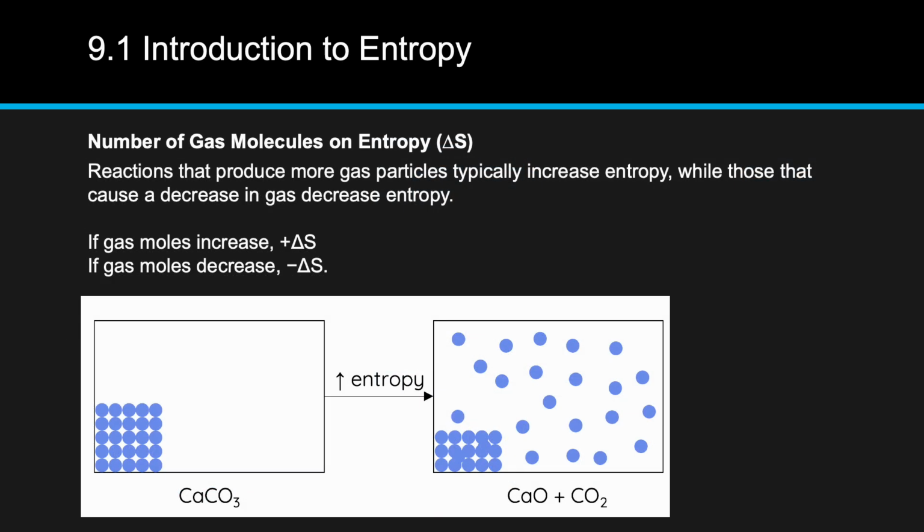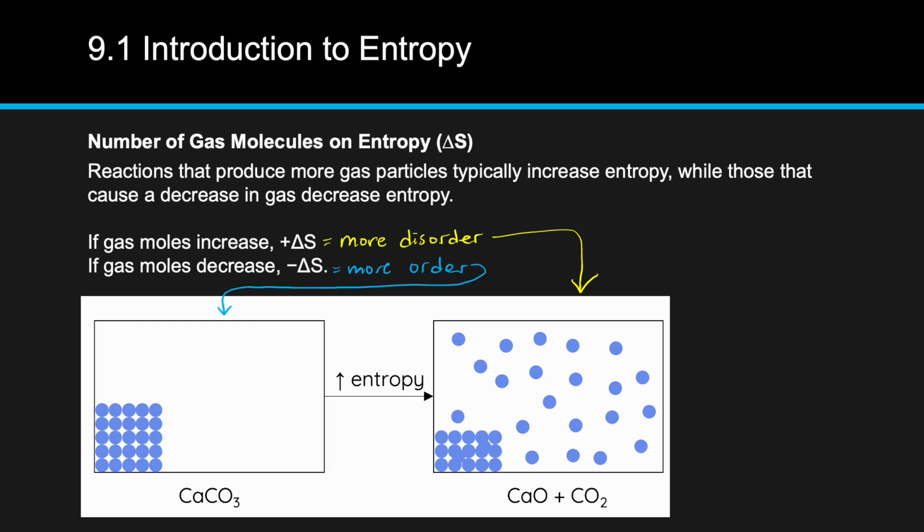Another key factor that affects entropy is the number of gas particles in a reaction. If a reaction produces more gas molecules, entropy increases because there are more particles moving freely and more possible arrangements, so delta S is positive. If a reaction reduces the number of gas molecules, then entropy is going to decrease since there are fewer particles and less freedom of movement, so delta S would be negative.